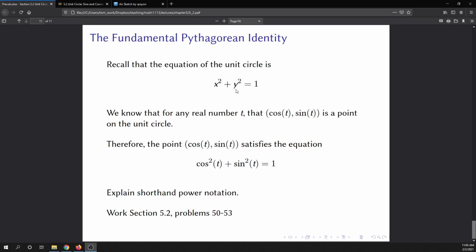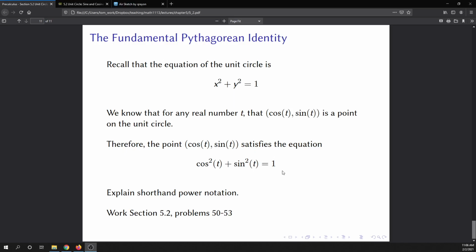That means they satisfy this equation. If I plug the cosine in for x and the sine in for y, I get cosine squared of t plus sine squared of t equals 1. That is true for any real number t that you want to plug in. If you take the cosine of t and square it, and then take the sine of t and square it, and add those two things together, it will always come out to equal 1.